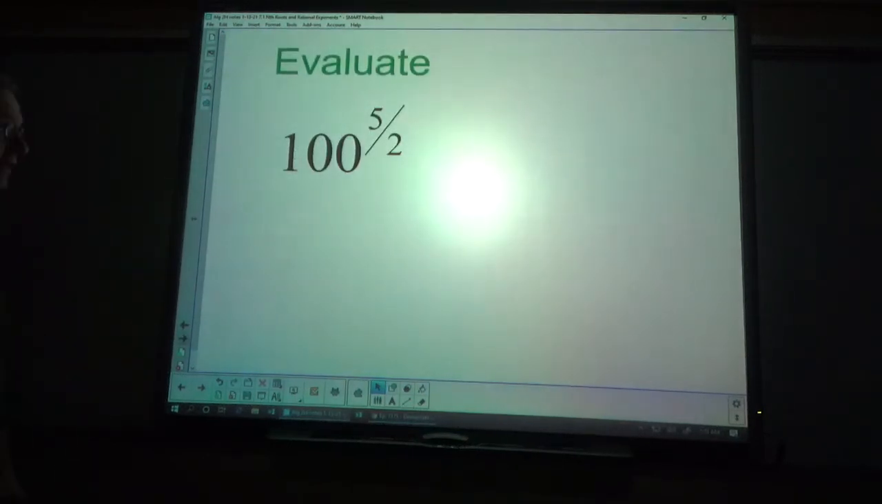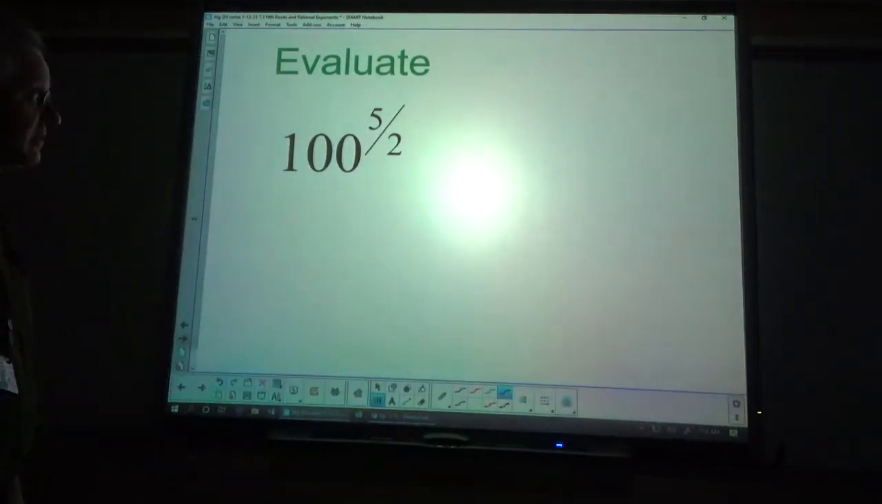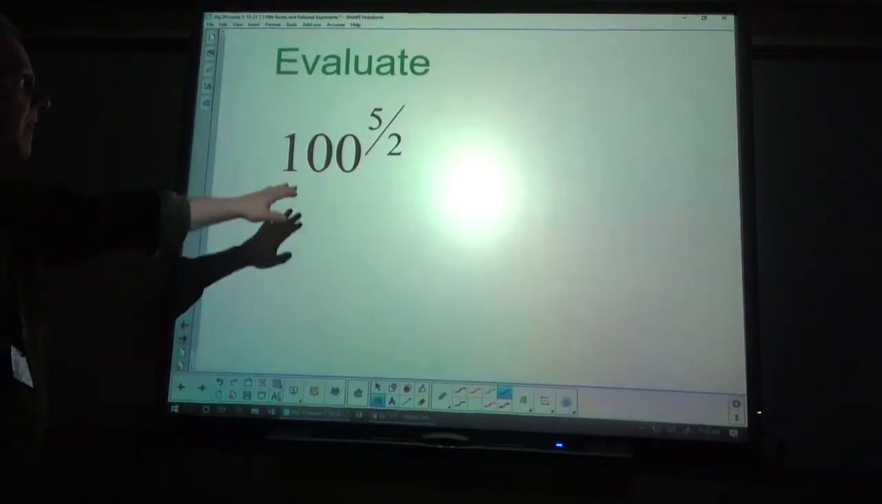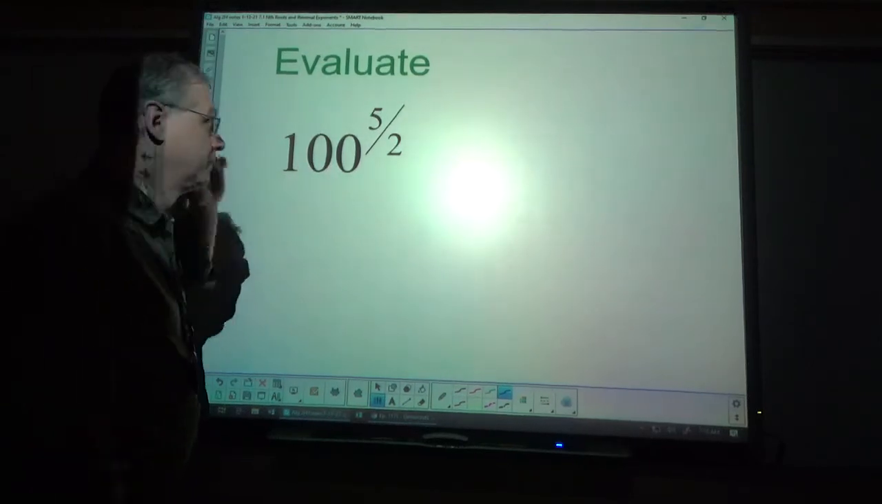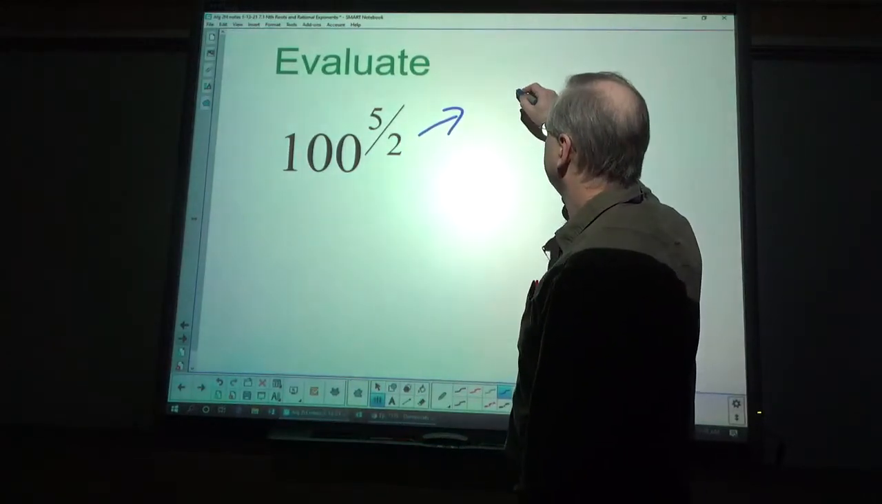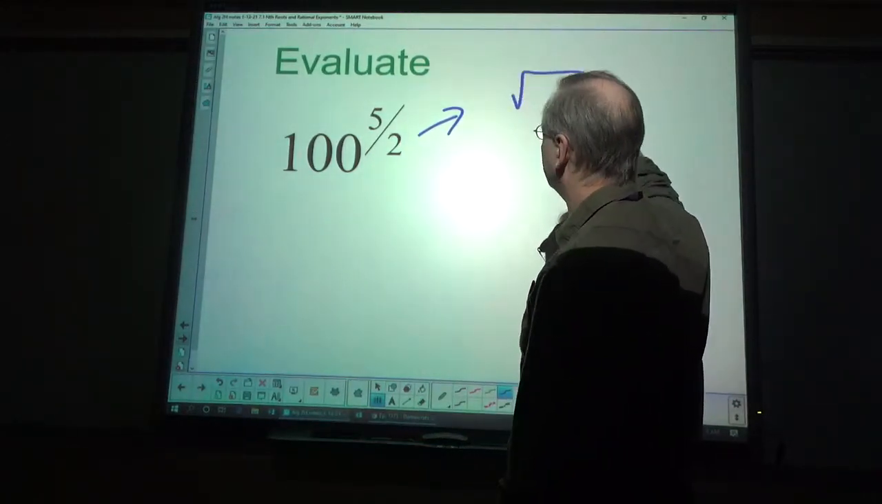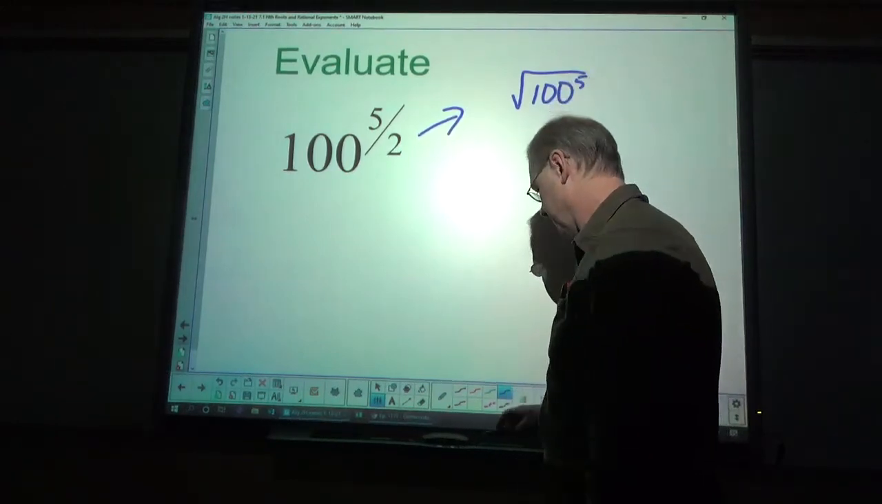Evaluating. Okay. There are a couple of ways you can do this, and I'll show you them both, or all three, however many there are. First of all, let's rewrite this in radical form. Let's do that over here. So that is the square root of 100 to the 5th power.